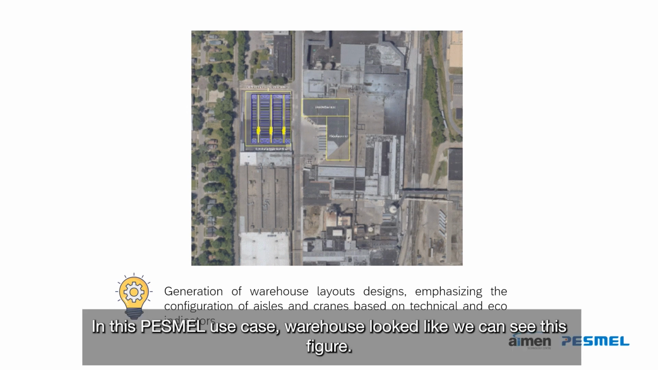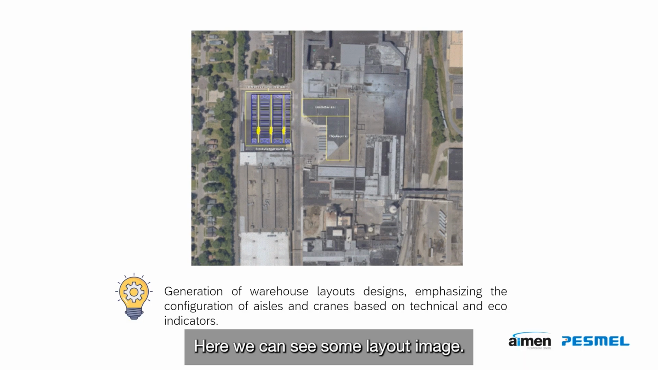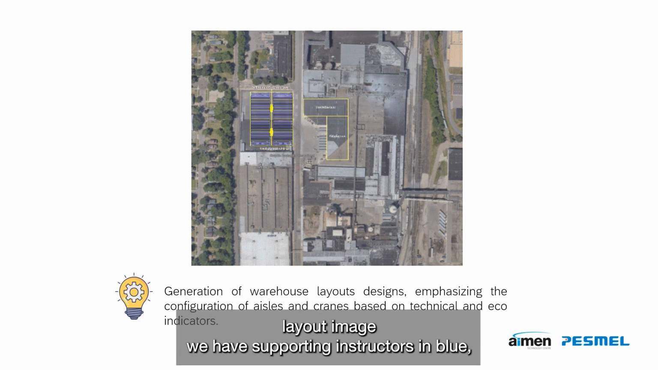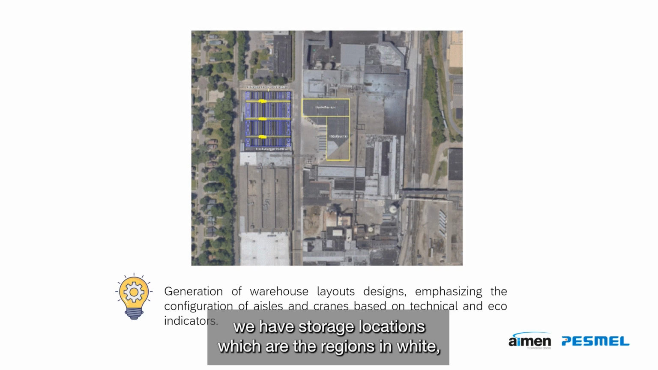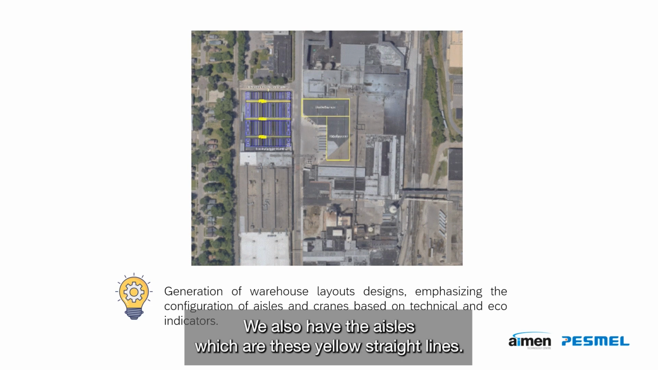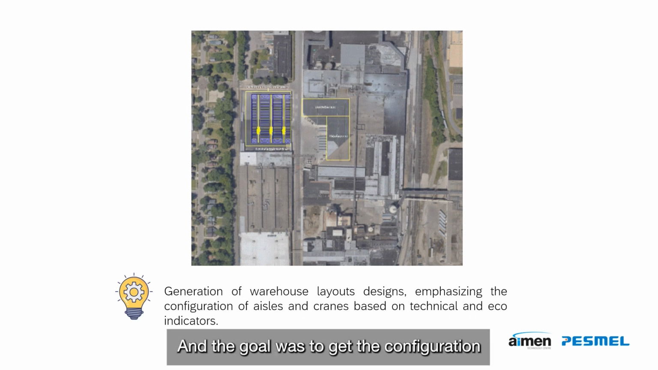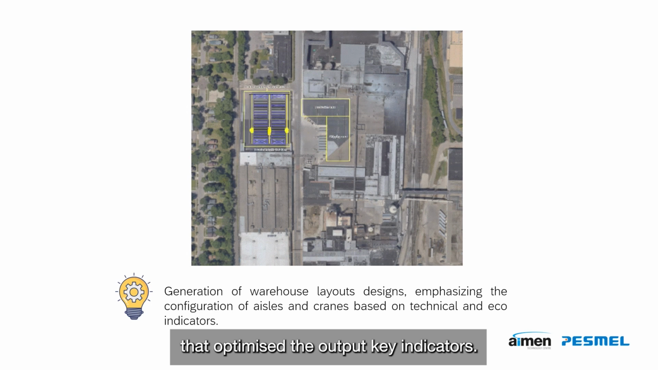In this PESMEL use case, the warehouse looked like we can see in this figure. Here we can see some layout images. For each layout image, we have supporting structures in blue, and storage locations, which are the regions in white. We also have the aisles, which are these yellow straight lines, and there are one or more cranes per aisle. And the goal was to get the configuration that optimized the output key indicators.